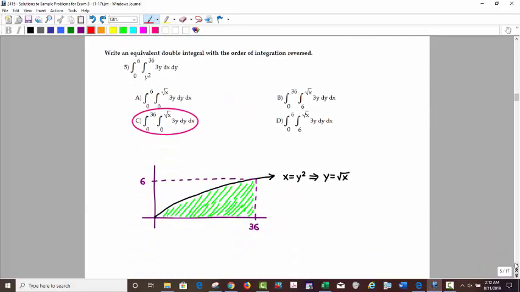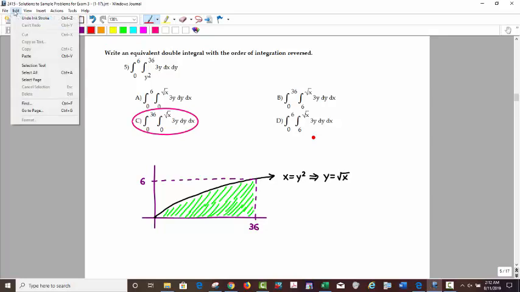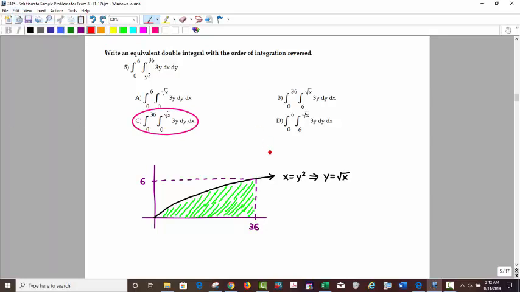Let's take a look at number 5. Just wants us to reverse the order of integration. No calculation involved here. So we need a sketch of the region of integration. We've got x equals y squared. That's just a sideways parabola. And this will just be in the first quadrant because with the y here going from 0 to 6, that tells you you're definitely in the first quadrant.